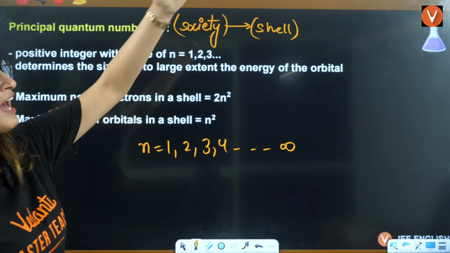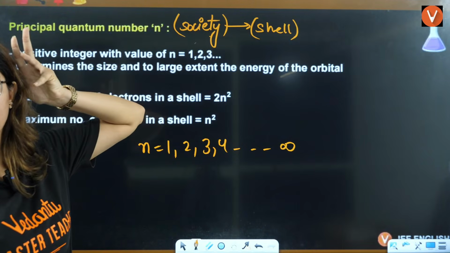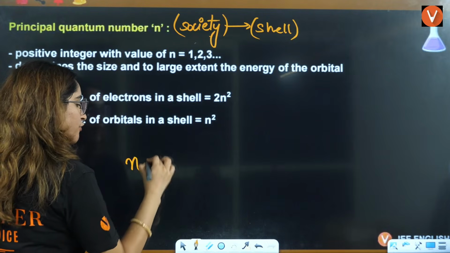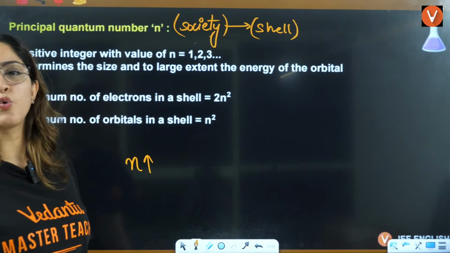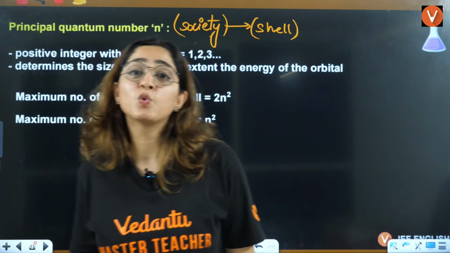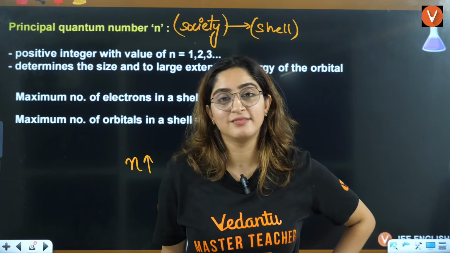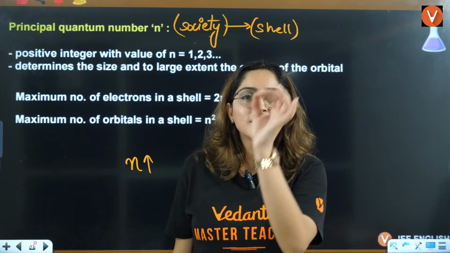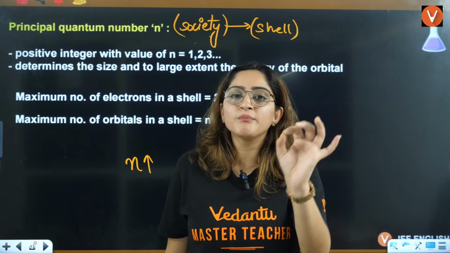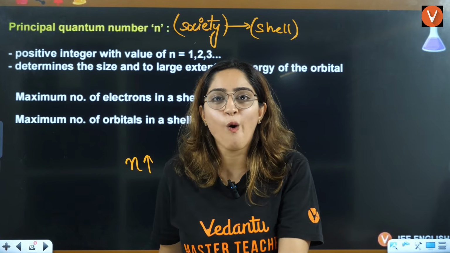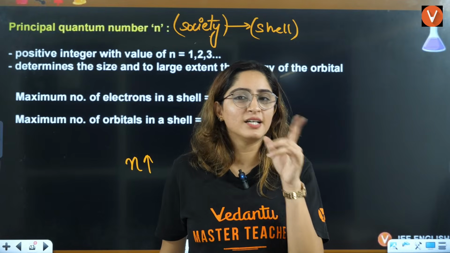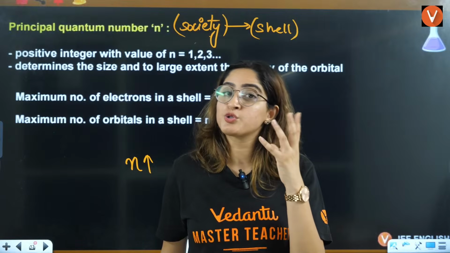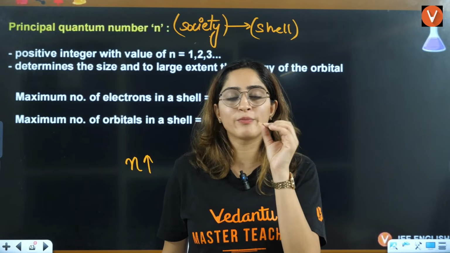And as the value of n increases, the energy will increase. The principal quantum number, in the Bohr model, was called the orbit. We used to call n equals 1, n equals 2, but there we used to call it the orbit number.